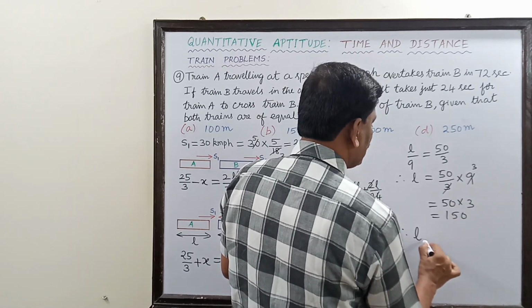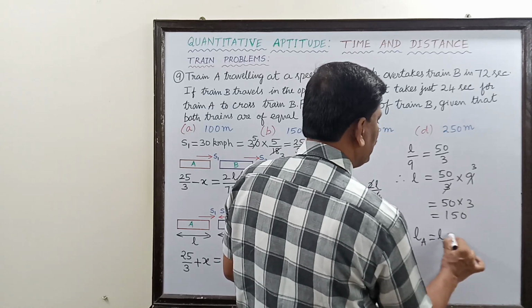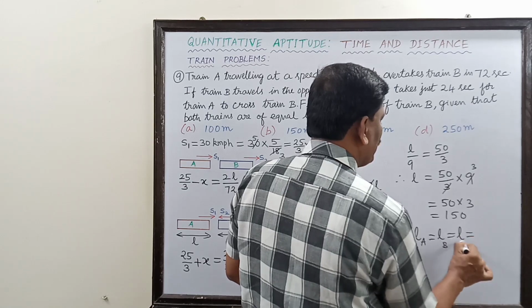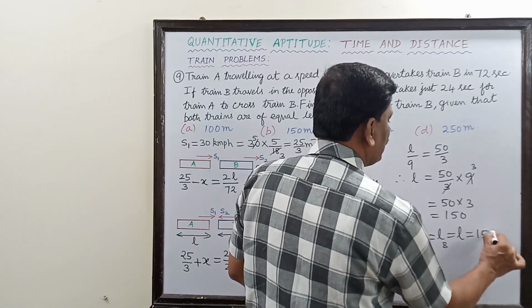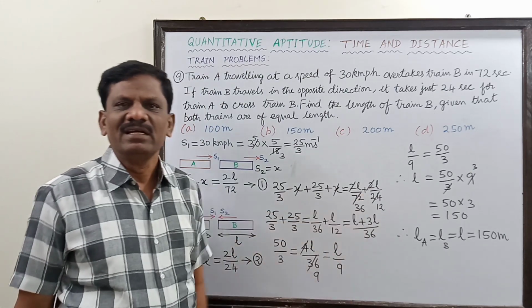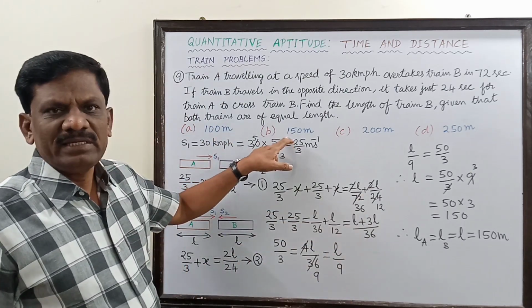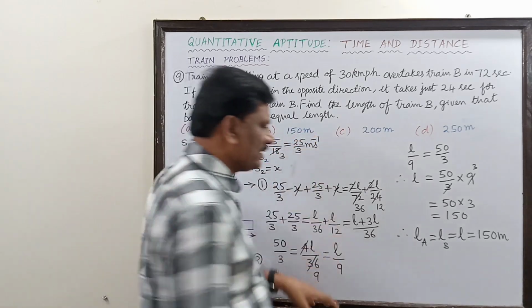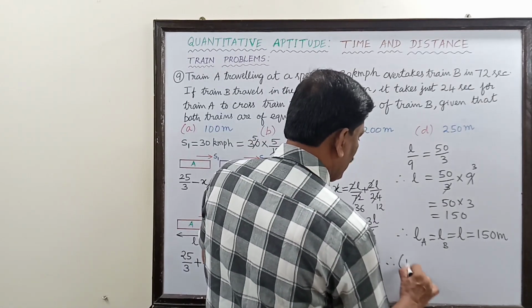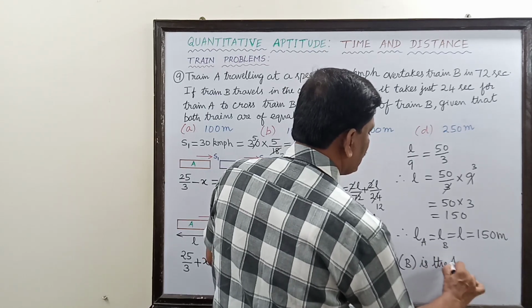Therefore, the length of the train A is equal to the length of the train B, that is equal to the common length, that is equal to 150 meter. This must be the correct answer. So option B is 150 meter, is it not? Therefore option B is the correct answer.